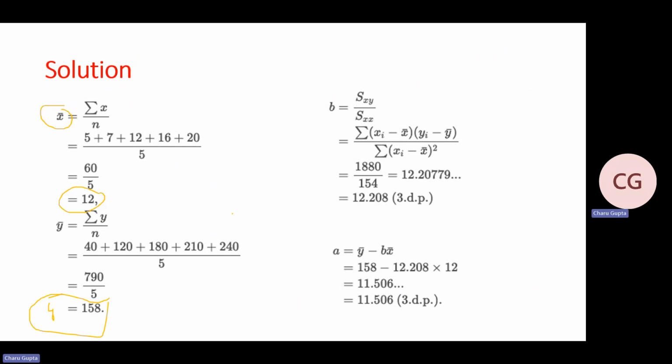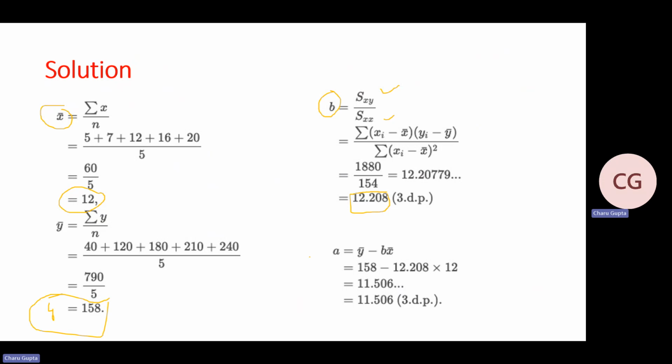Then we will find out the value of b. The value of b is basically the constant or the slope, which is obtained by Sxy upon Sxx. Here, I am subtracting each value from x bar. For example, 5 minus 12 is minus 7, and then multiplying it by 40 minus 158, right? Similar calculations have been done. And then we have received the value of b, which is 12.208. This 3 dp is 3 decimal points. I have taken the values up to 3 decimal points.